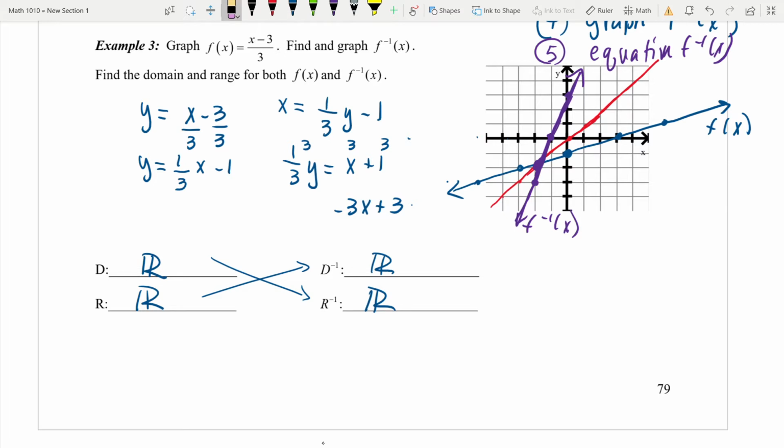And remember not to write it as y equals, write it as f to the -1st of x equals, and there you go. Let's double check our graph. Up 3, make a dot, down 3, write 1, down 3, write 1. Yeah, it's totally good. That's it.